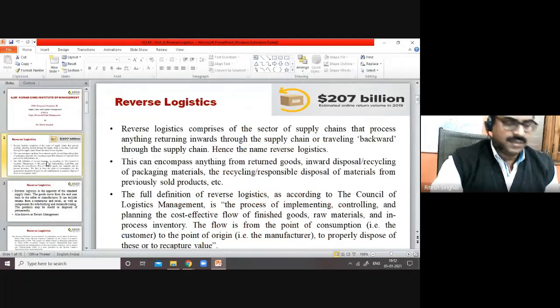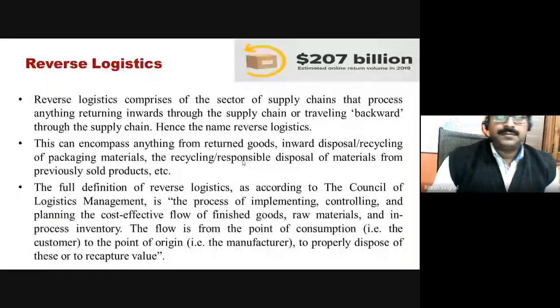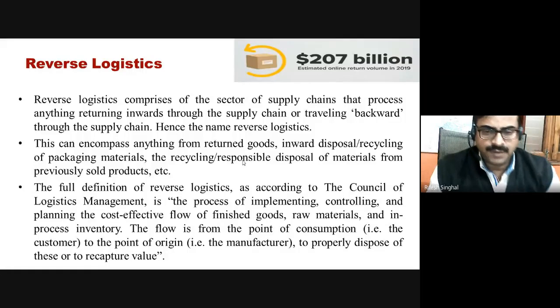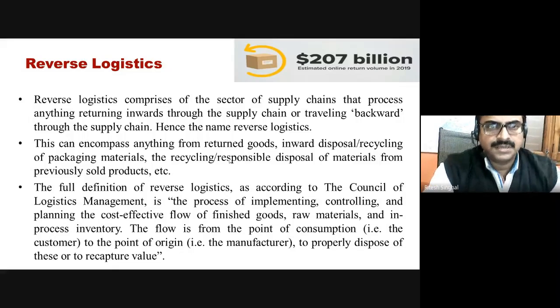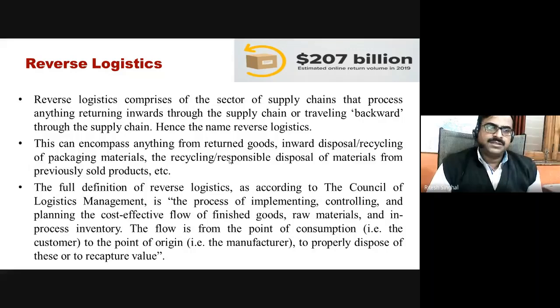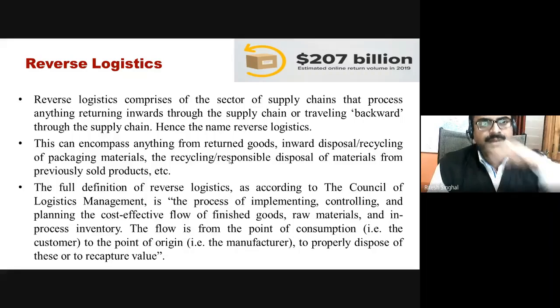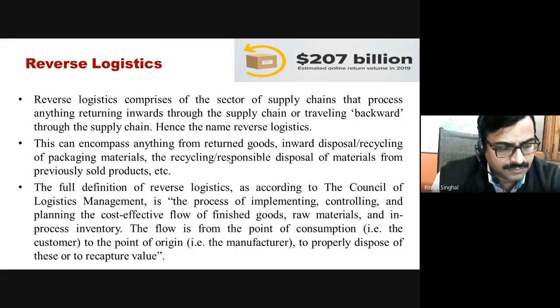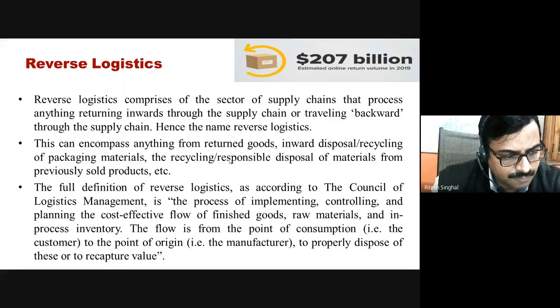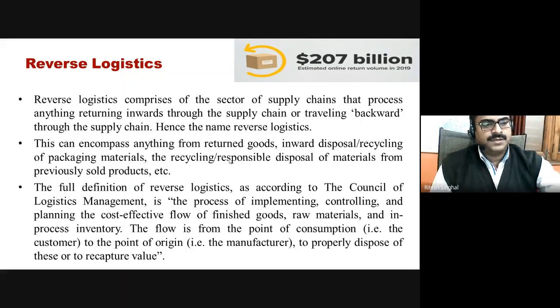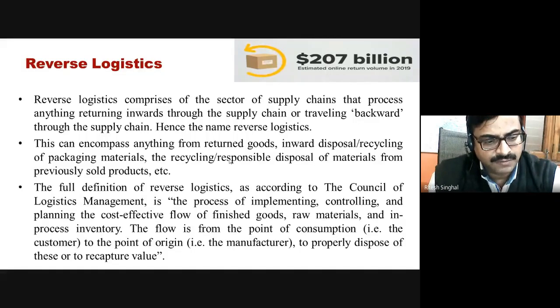Today, we are going to discuss reverse logistics. That is the topic in supply chain management. Reverse logistics, as the name is very much clear, is a system where we have a different kind of pattern.